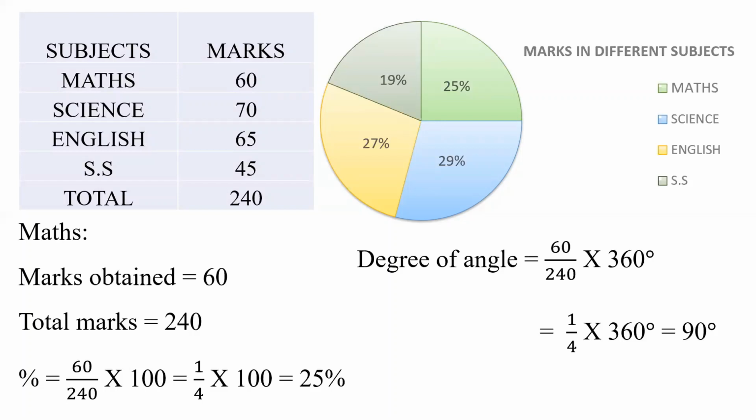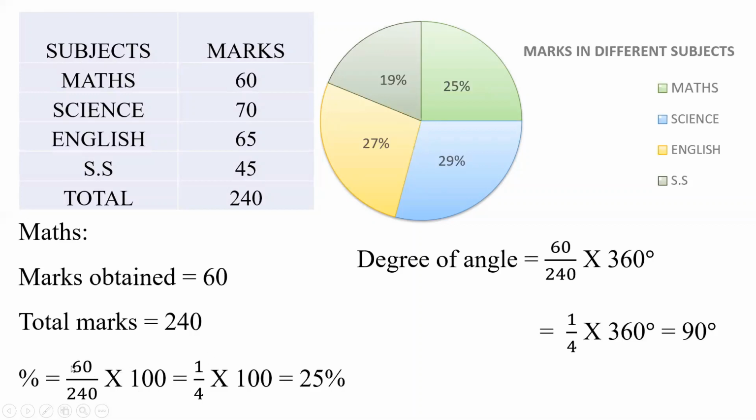So suppose for maths the marks obtained are 60 and the total of all 4 subjects is 240. So percentage we can calculate as part upon whole multiplied by 100. Here the part for maths is 60 and the whole, that is total marks, is 240, and we multiply by 100 because we have to calculate percentage. Percent means per 100.